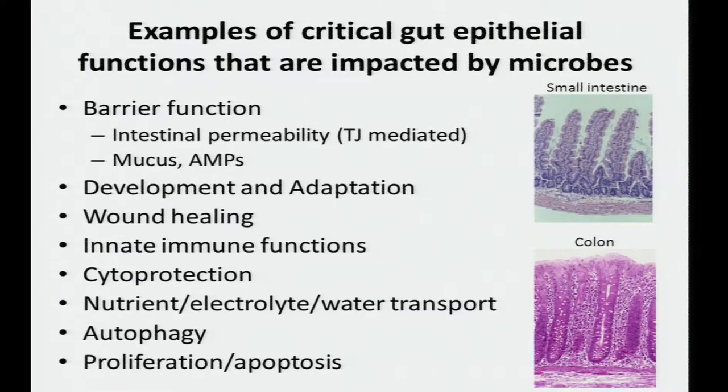So this slide is just a compilation of examples of how critical gut epithelial functions are impacted by microbes. And they include a variety of functions, for example, barrier function, development, wound healing, immune functions, cytoprotection, transport, autophagy, and proliferation and apoptosis.